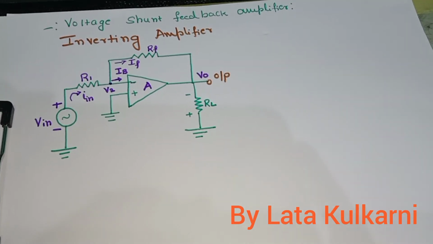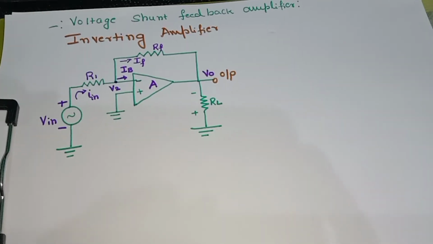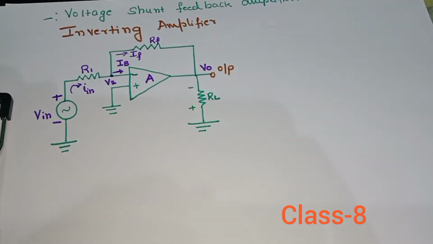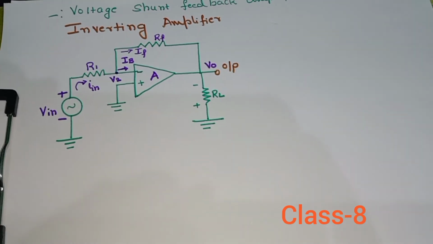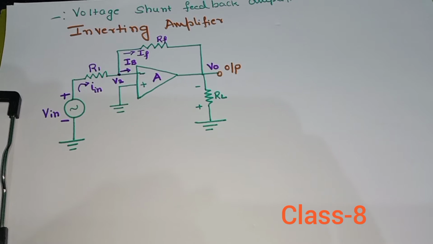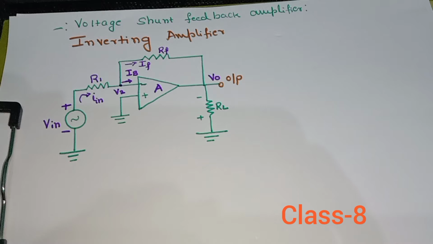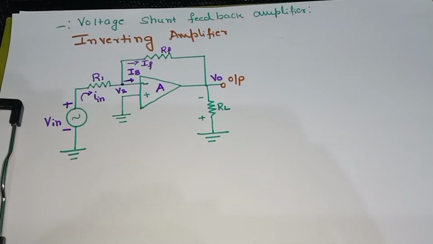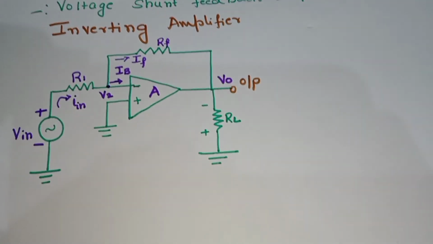This is your unit 1, class 8th. Okay. In the last class, you studied about the closed loop voltage gain of the non-inverting operational amplifier. In today's class, you are going to learn the closed loop voltage gain for the inverting amplifier.